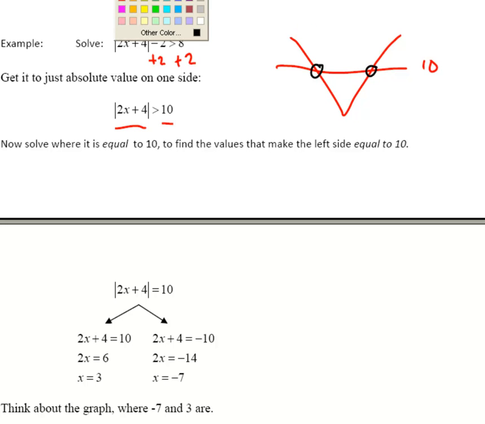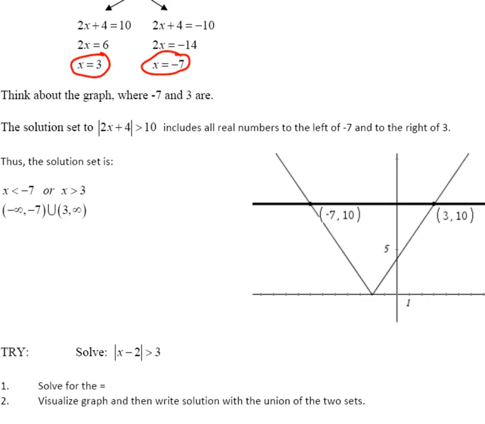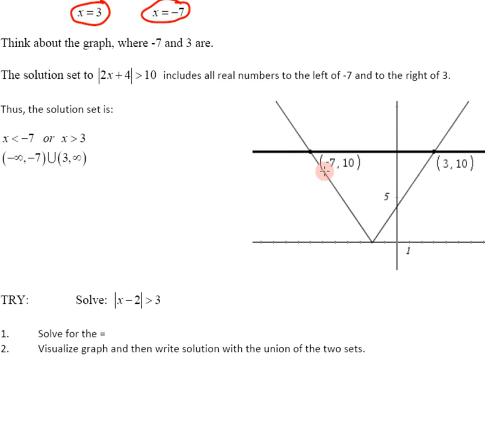Where does this equal 10? So I go to the absolute value of 2x plus 4 equals 10 and split it into the two cases. I solve that. I find it's equal to positive 10 here at 3, and it's equal to positive 10 when x is negative 7. Alright, so now I look at the graph. I have negative 7 gives me a 10, positive 3 gives me a 10.